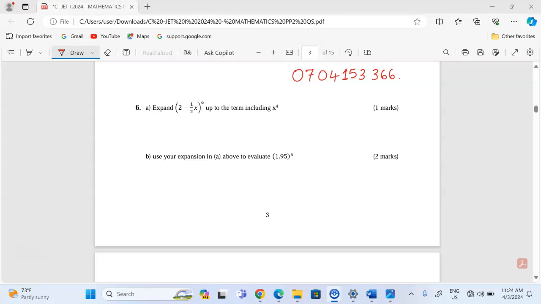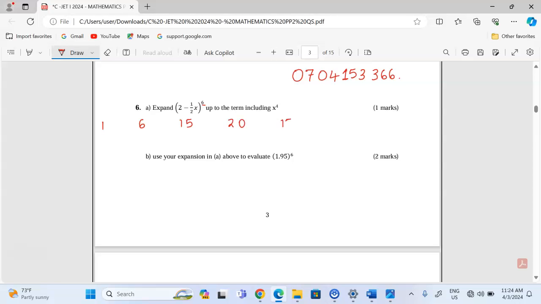We can first of all list the binomial coefficients to power 6, that is. So the first one is 1. Then the next one is usually 6, 15, 20, 15, 6, then 1. So these are the 7 binomial coefficients for power 6.